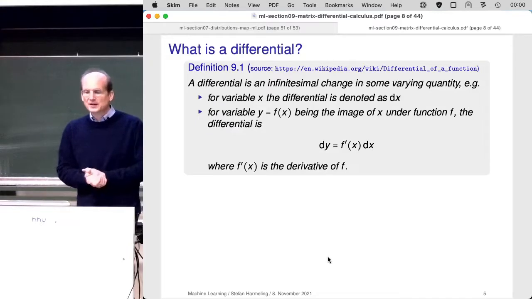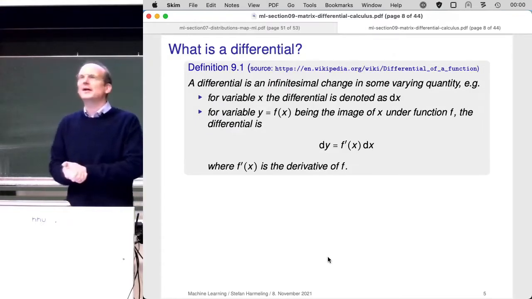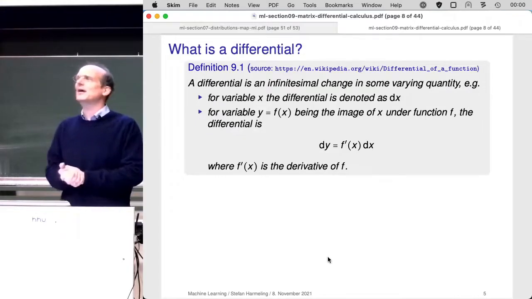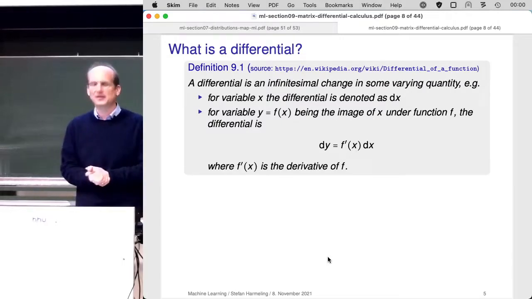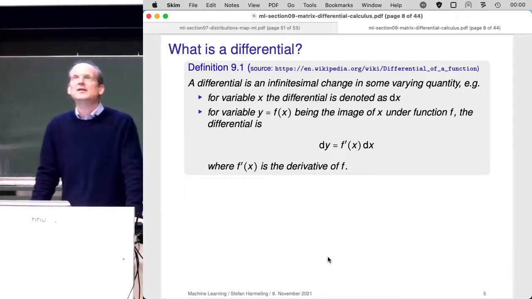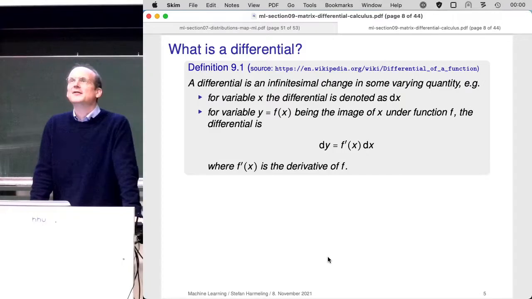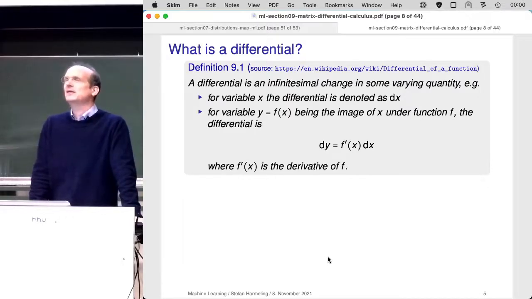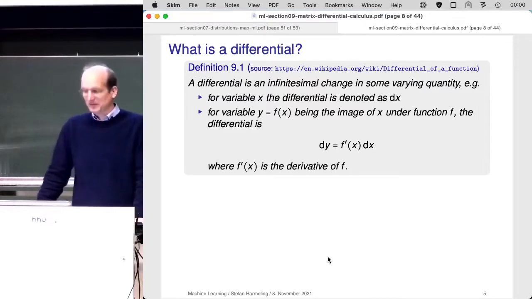So differential, first of all, what is the differential, right? And didn't we want derivatives? I mean, why are we talking about differentials? So the trick here is, it's easier to derive differentials for complicated formulas. And once you have the differential, you can read off the derivative. So that is the basic idea. You derive the differential instead of deriving the derivative, and then you can read off the derivative, okay?